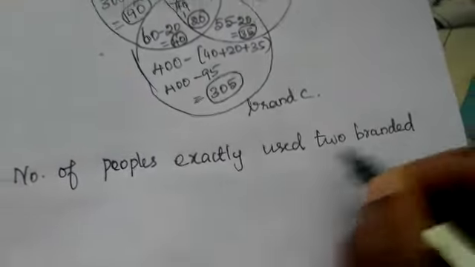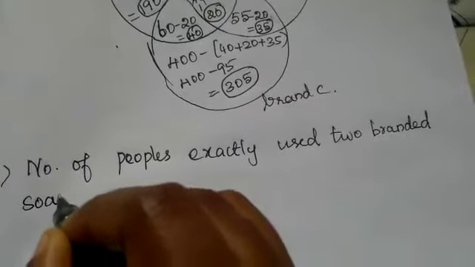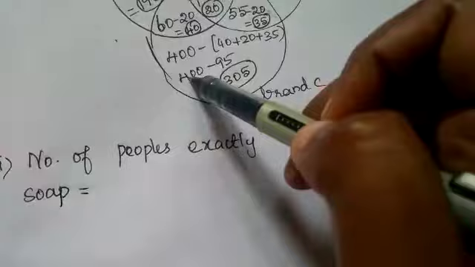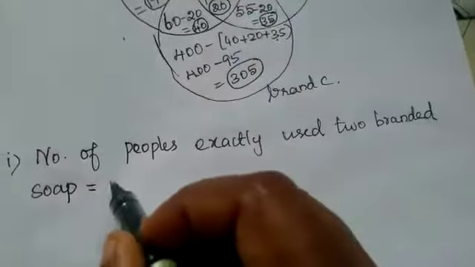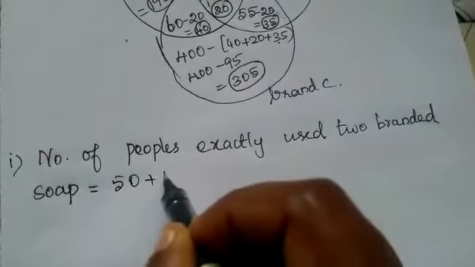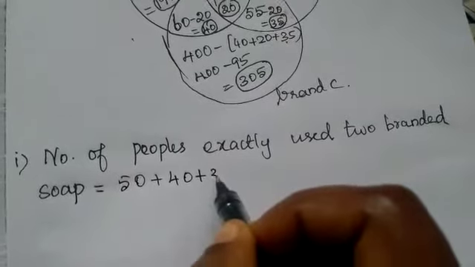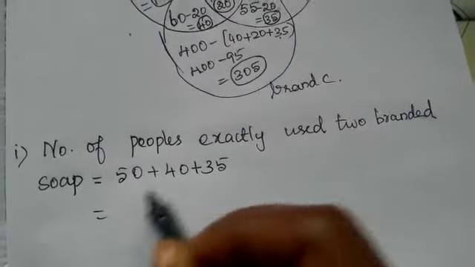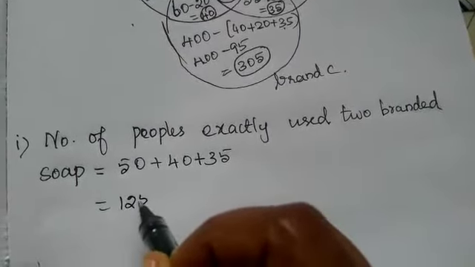Tell me all the people who use 2 brands of soap. So what is the answer? A and B used people, B and C used people, A and C used people. So what is the answer? 50 plus 40 plus 35. What is the answer? 90 plus 35, 125 people.